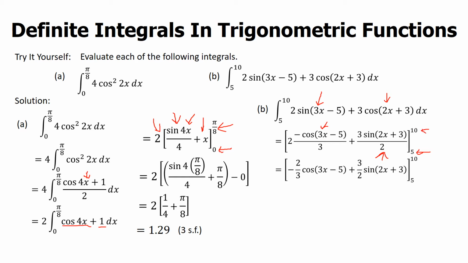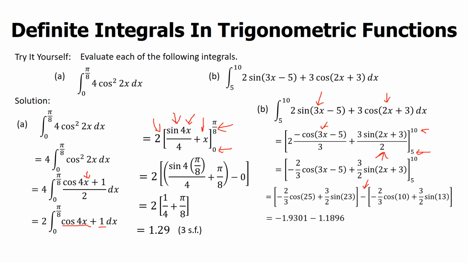Simplify, we get negative 2 over 3 cosine 3x minus 5 plus 3 over 2 sine 2x plus 3, limit from 5 to 10. Then we substitute x to 10 and x to 5 inside the expression with a minus. And now we can calculate the values, which is negative 1.9301 minus 1.1896. And we get the answer, negative 3.12, which is rounded off to 3 significant figures.